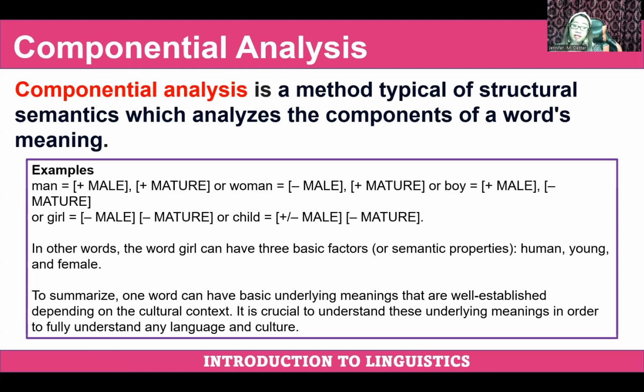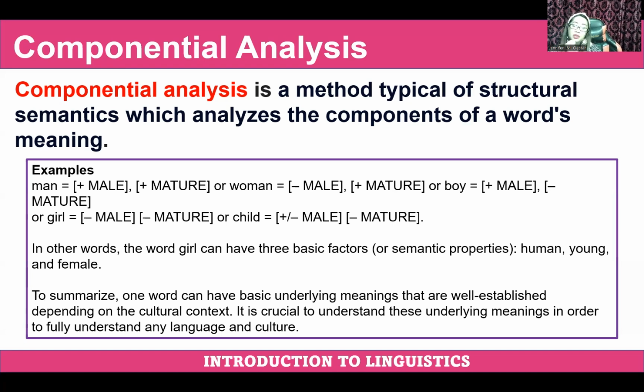Man equals positive male. Of course, man is a male, correct? Man is mature. Tama ba? So, correct. Positive. Because it is possessing the quality. Pag sinabi natin positive, possessing the quality. Another naman, woman, alam natin na ang woman ay hindi male. That's why negative siya. Hindi siya nakakapossess ng quality. And mature, tama. Woman is already mature.